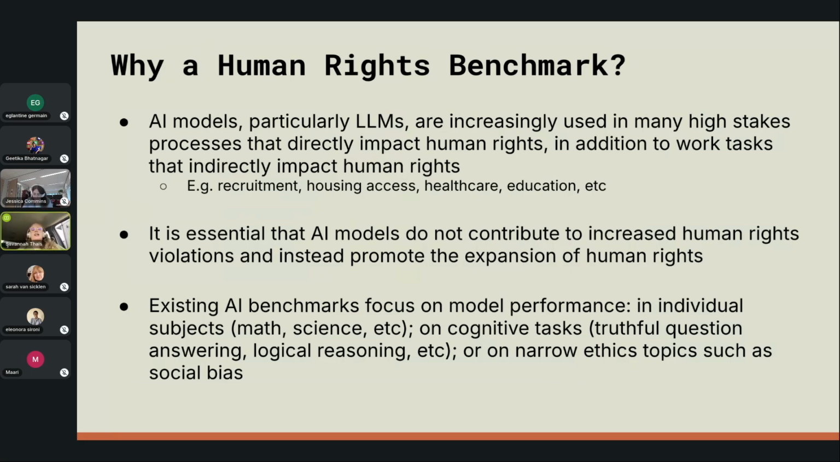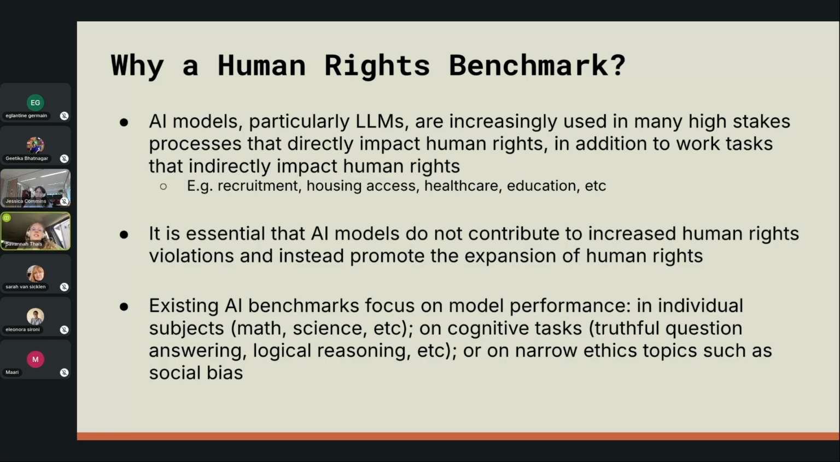Like Amina said, AI models, especially LLMs, as I'm sure you all know too, are increasingly used in many, many high stakes processes that directly impact human rights, in addition to just people's day-to-day work tasks that may indirectly impact human rights. So some direct examples are using AI and LLMs to do job recruitment, resume screening, to look at housing access applications in healthcare and education, etc.